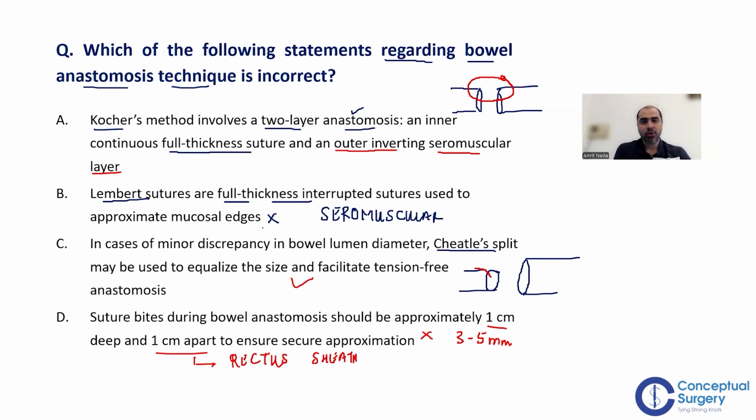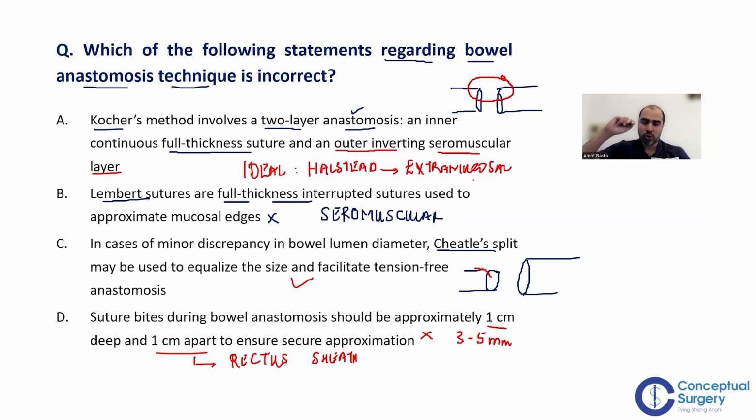And if they ask you, what is the ideal technique of small bowel anastomosis? Should you do Cocker's two layer? Should you just do Lambert's? Or should you just do single layer full thickness? No, the best answer today is going to be Halstead's extramucosal single layer. The best answer here, ideal, is going to be Halstead's extramucosal. Okay, this is the best technique of small bowel anastomosis.